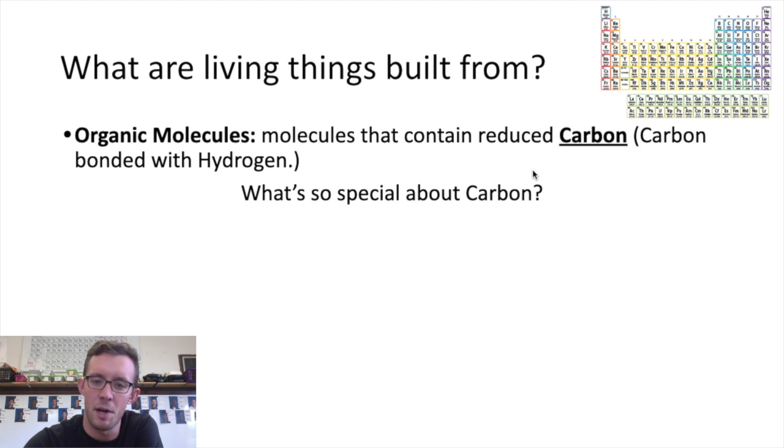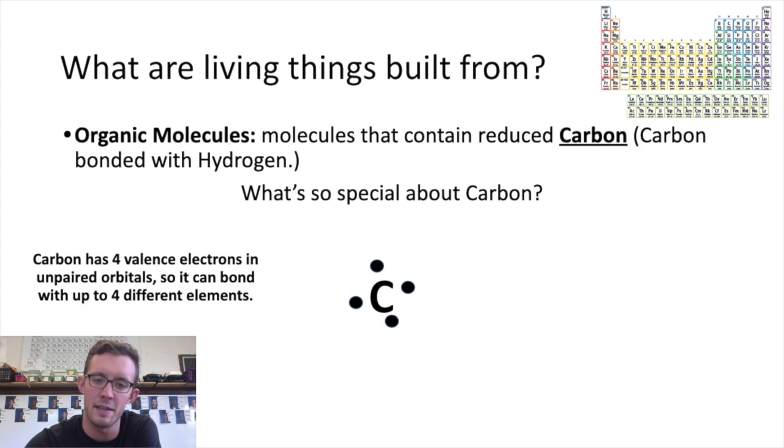So what's so special about carbon? If you can remember all the way back to chemistry class, you'll remember that carbon has 4 valence electrons out of a total of 8 that it would need to be stable. So it has 4 unpaired valence orbitals where it can form bonds, covalent bonds, with up to 4 different other atoms, which is the most out of any element on the periodic table.